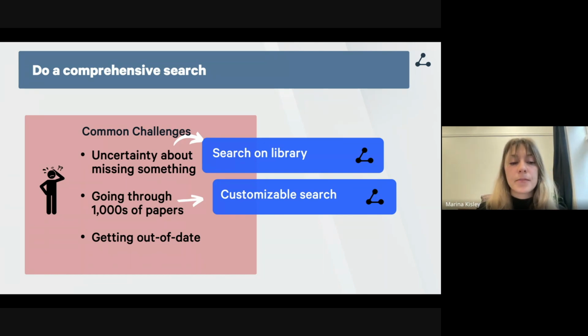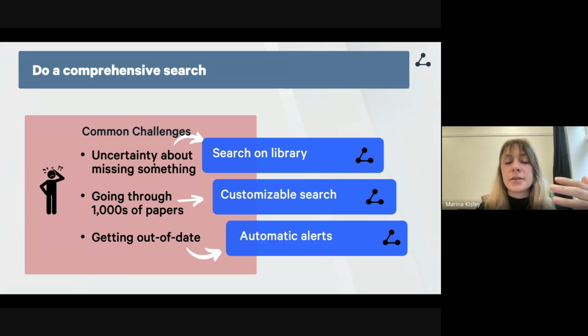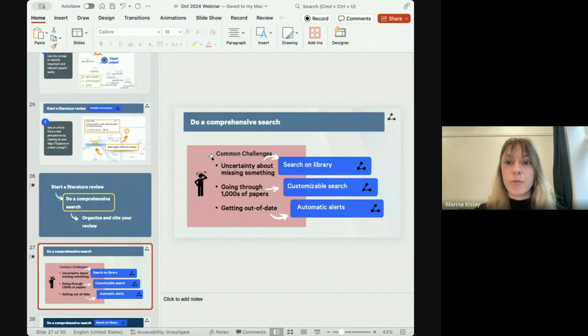And for getting out of date, we have a really simple automated alert system that you can just set up with a single button. That way, if there are any relevant articles on your topic that are going to be connected to your work, you just get emailed. It's much easier than trying to rerun the searches over and over.